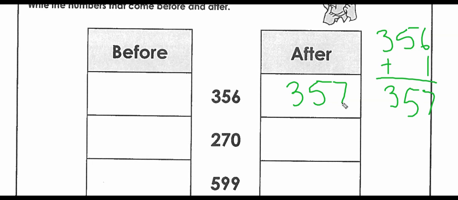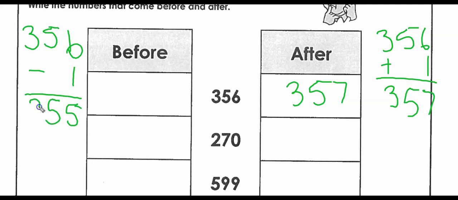And I want to know what comes before 356. I'm going to subtract 1. 356 minus 1. 6 minus 1 is 5, 5 minus 0 is 5, and 3 minus 0 is 3. So what comes before 356? 355. Okay? I'm going to do the next one because there's a 0 there.